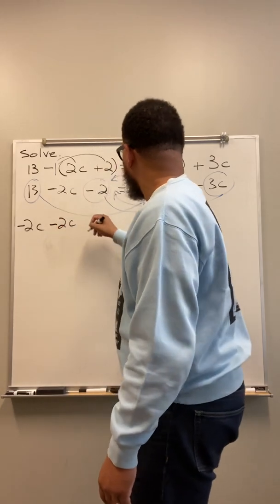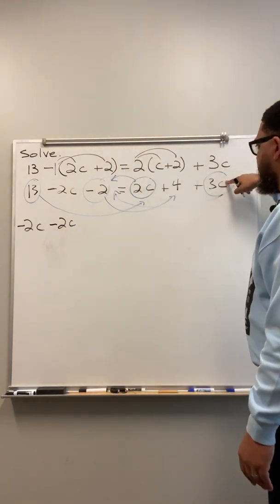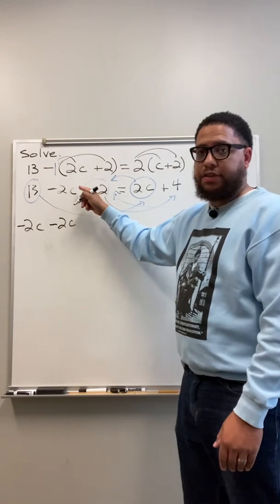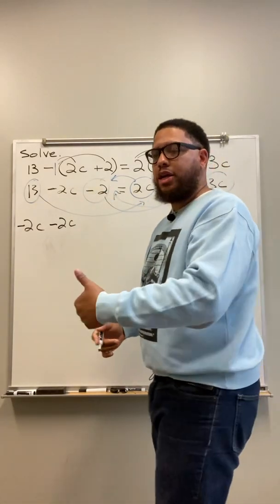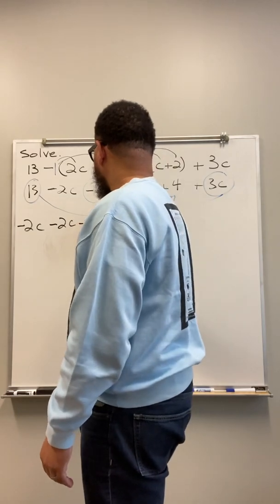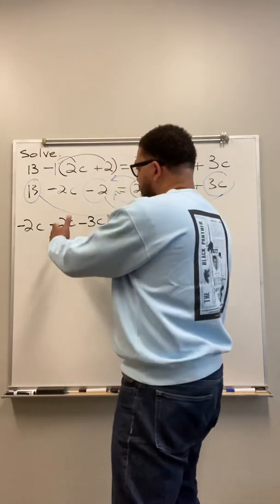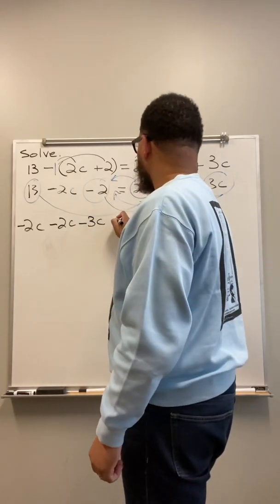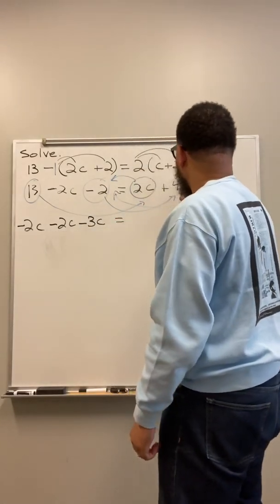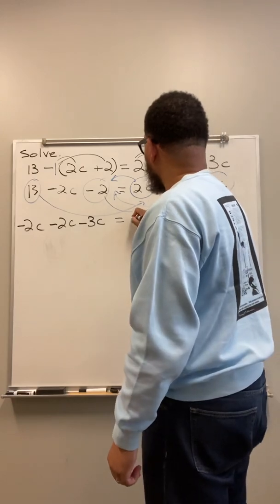Write it over again. This 3c also moves over to the left side, right? It switched sides. It becomes a negative 3c. So you have minus 3c. So now I got all my c's in one place on the left side of the equation. Then I bring the equal sign down. I already had a 4 over here. Keep that 4 over there.